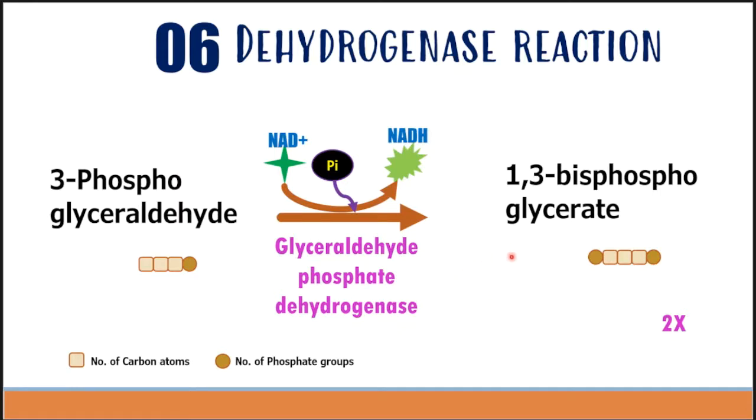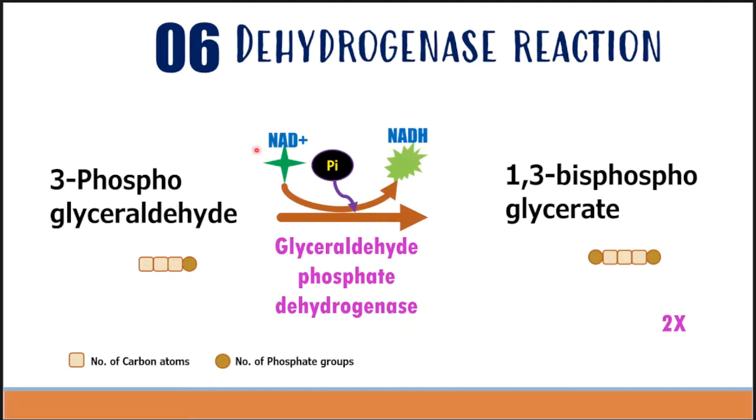So what happens here? 3-phosphoglyceraldehyde will combine with an inorganic phosphate. As a result, one more phosphate group will be added to this. Otherwise there is no source. Earlier, in the investment phase, ATP used to give the phosphate group, but here ATP is not giving the phosphate group, so inorganic phosphate is acting as a substrate or reactant to give the phosphate group. To achieve this reaction, a dehydrogenase reaction takes place with the help of the glyceraldehyde phosphate dehydrogenase enzyme, which makes NAD undergo reduction to form NADH.